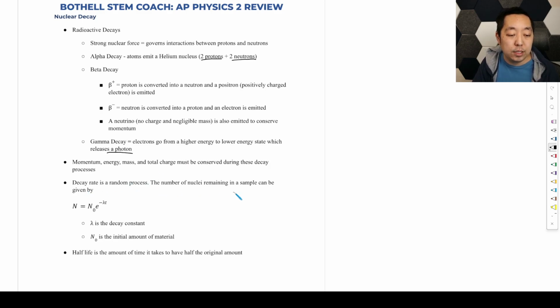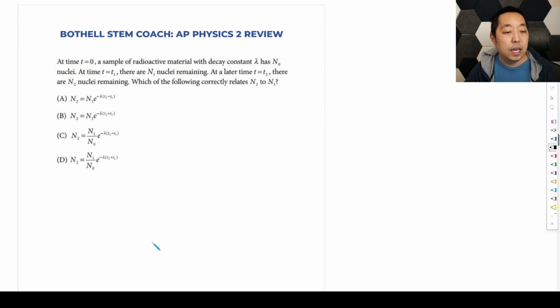Decay is a random process. The number of nuclei remaining in the sample is given by this equation, where lambda is the decay constant and n0 is the initial amount of material. So we've done half-lives. This is where we're talking about the amount of time until you have half of the material remaining. That is T1/2, our half-life factor there. And so let's go look at some multiple choice and free response questions here.